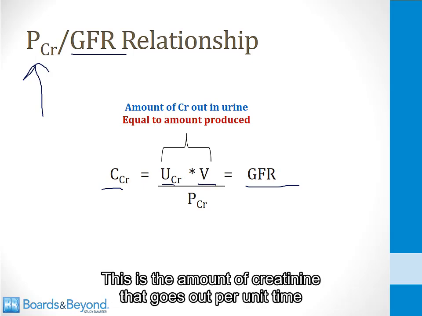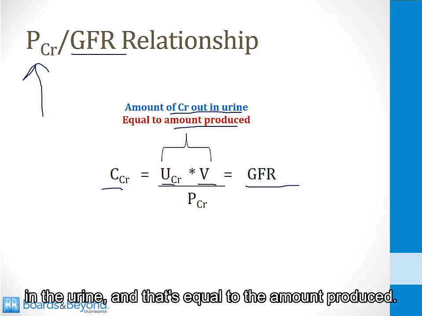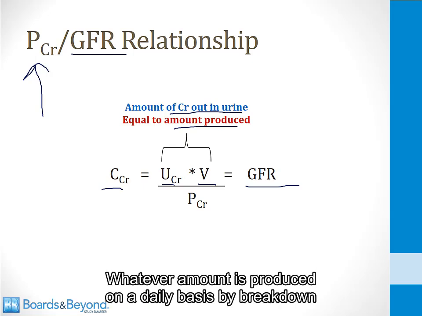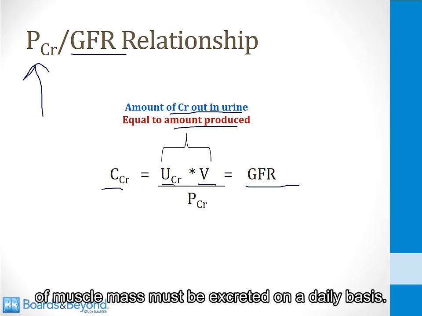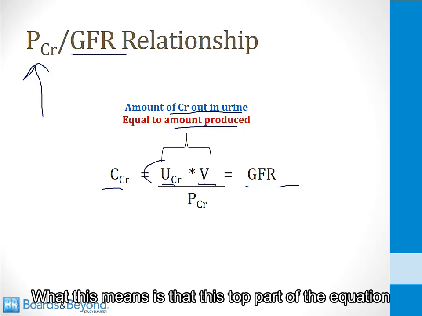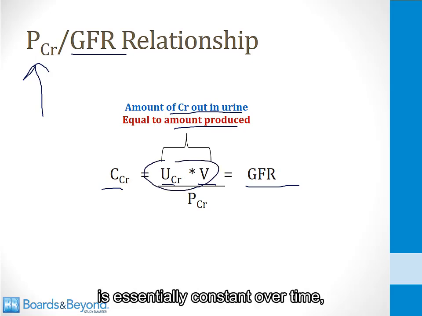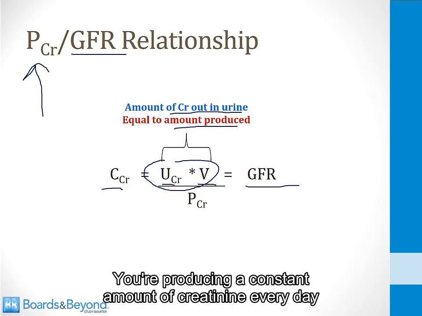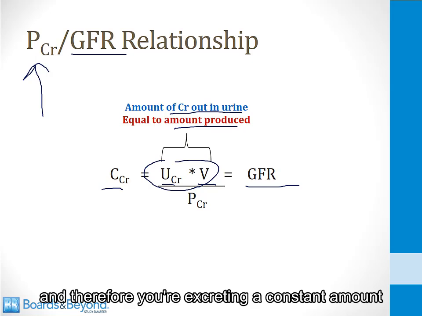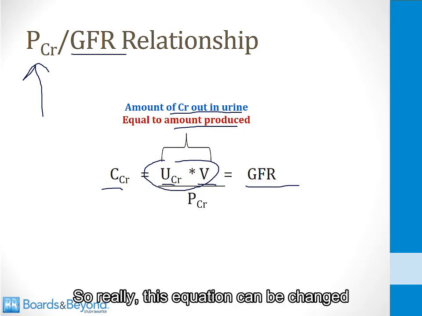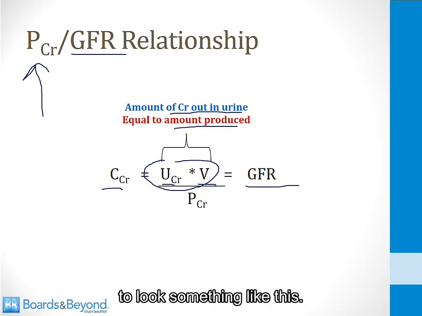This is the amount of creatinine that goes out per unit time in the urine, and that's equal to the amount produced. Whatever amount is produced on a daily basis by breakdown of muscle mass must be excreted on a daily basis. What this means is that this top part of the equation is essentially constant over time because your muscle mass is constant, you're producing a constant amount of creatinine every day, and therefore you're excreting a constant amount of creatinine over a day. So really, this equation can be changed to look something like this.